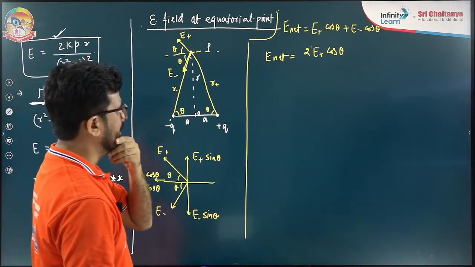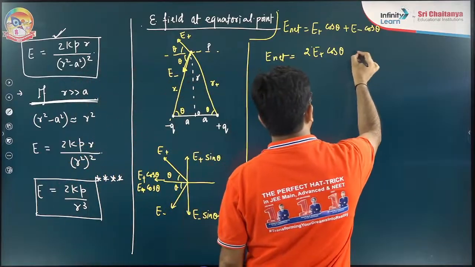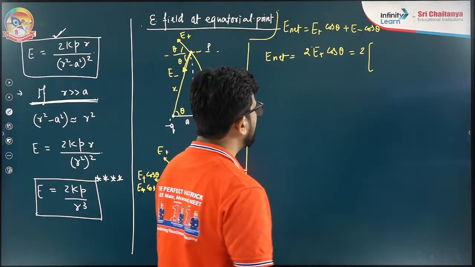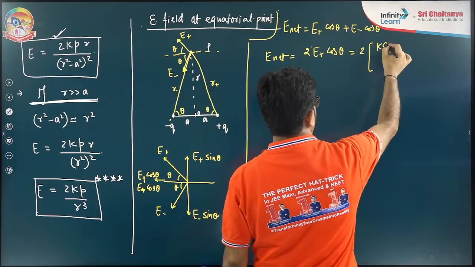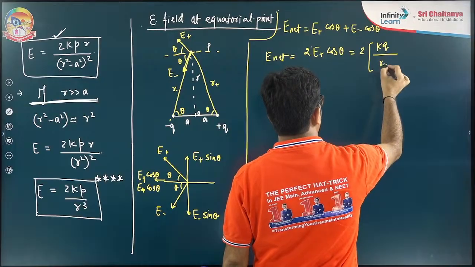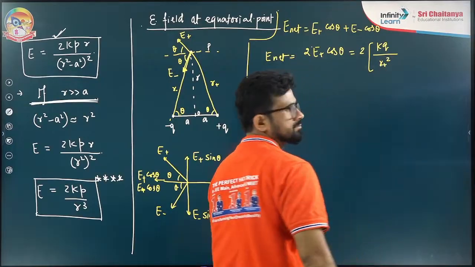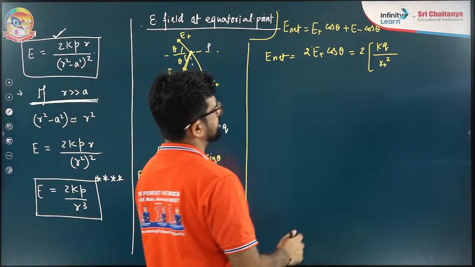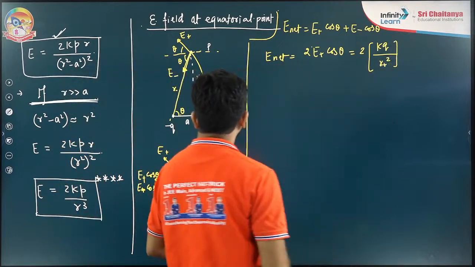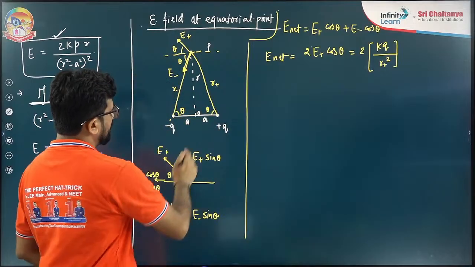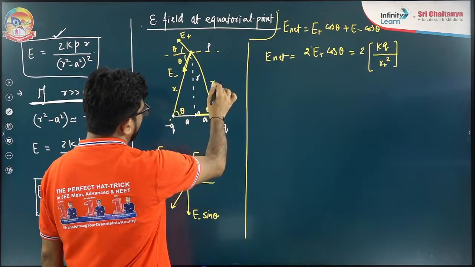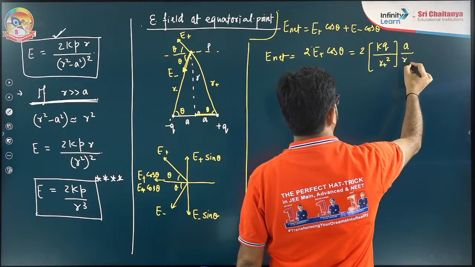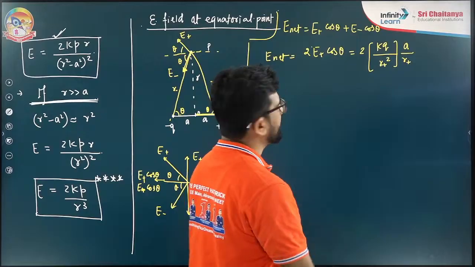Now put the second thing. What is the E positive value? E positive would be K Q divided by r positive squared. Very simple. What is the cos theta value? If I ask cos theta, you will say this is the cos theta. The cos theta term would be a by r positive. So again, a by r positive. Now solve it.